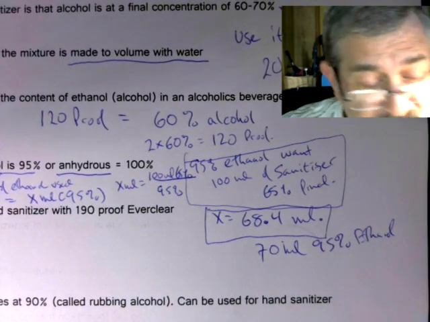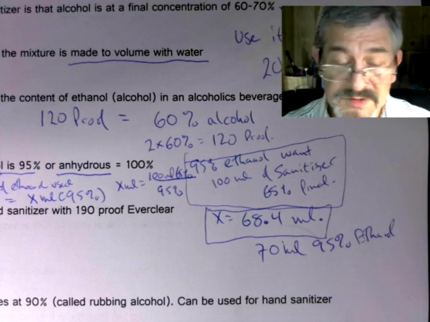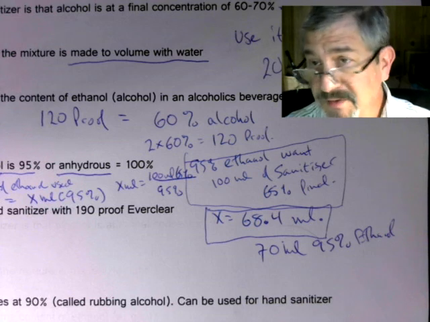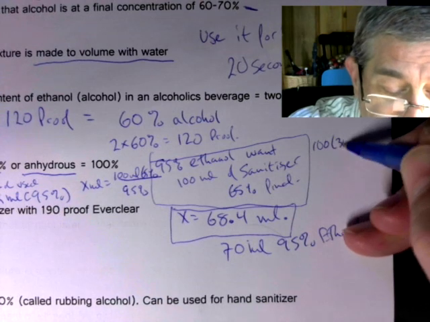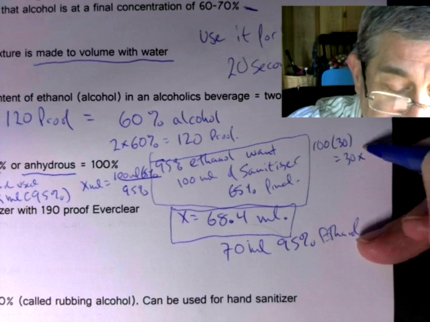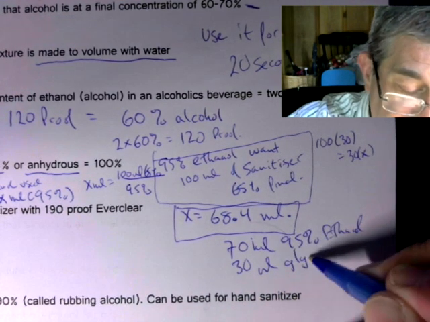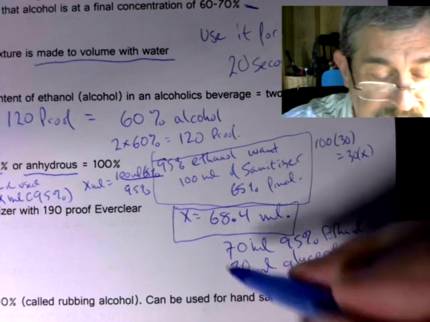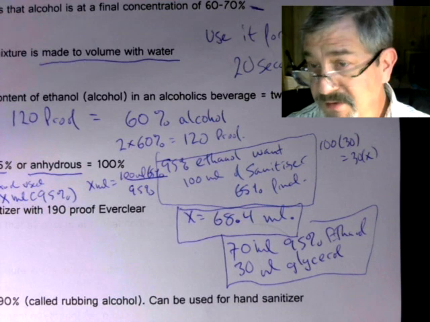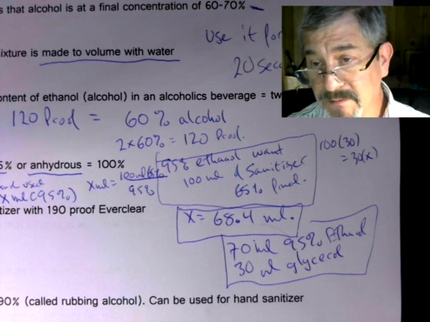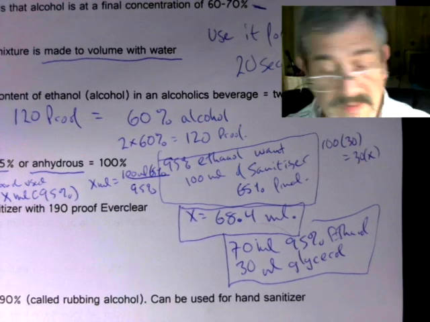And then we want 30%. We're making 100 milliliters, so how many milliliters of 100% glycerol would we need to make 100 milliliters of 30%? Using the same formula, 100 times 30 is equal to 30 times X, we can see right away we're going to need 30 milliliters of glycerol. Okay, so that's our recipe. 70 and 30 is 100 milliliters, we don't need to add any water at all.